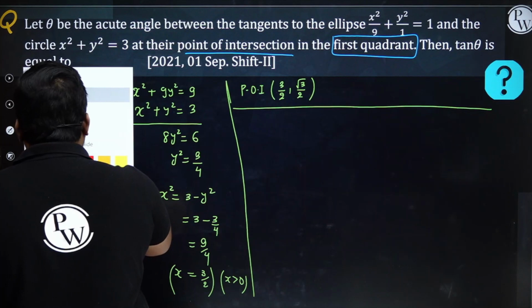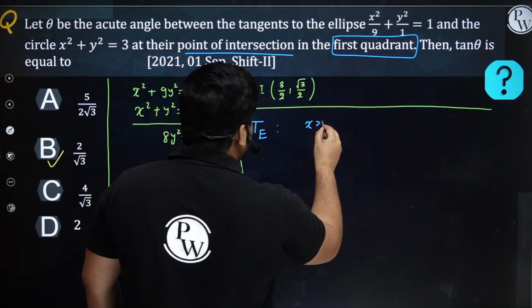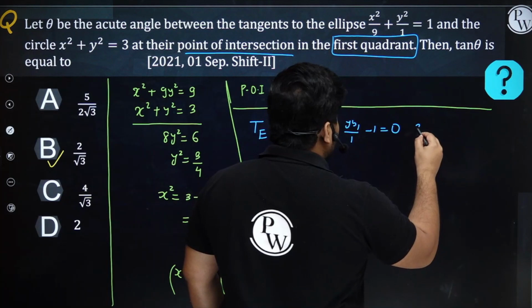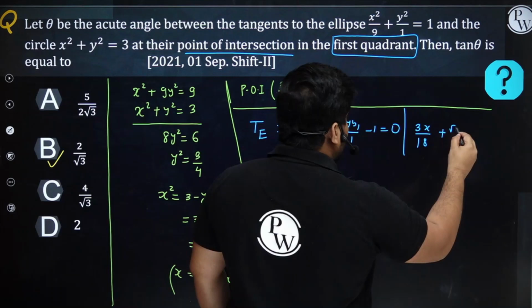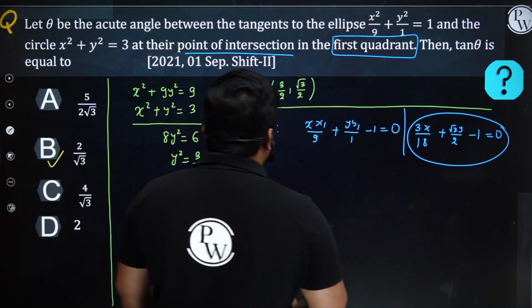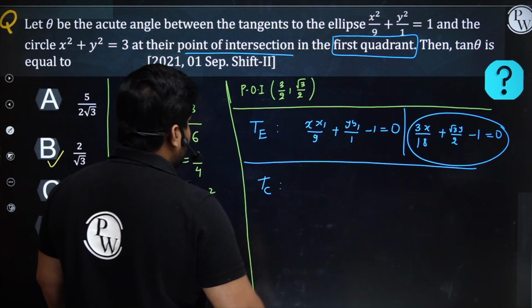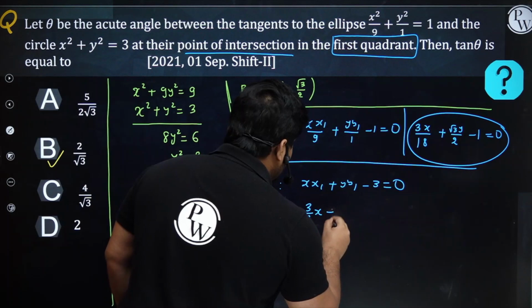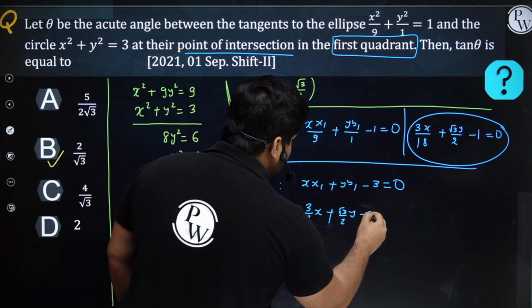So what will be the tangent for the ellipse? It'll be xx1 by 9 plus yy1 by 1 minus 1 equal to 0. What is it? x1 is 3 by 2. So 3x by 18 plus y is root 3 by 2, so root 3y by 2 minus 1 equal to 0. This is the tangent for the ellipse. And then you can find out the tangent for the circle also. What is the tangent for the circle at the point of intersection? This is xx1 plus yy1 minus 3 equal to 0. So x1, guys, is 3 by 2. So 3 by 2x plus y1 is root 3 by 2. So root 3 by 2y minus 3 equal to 0.